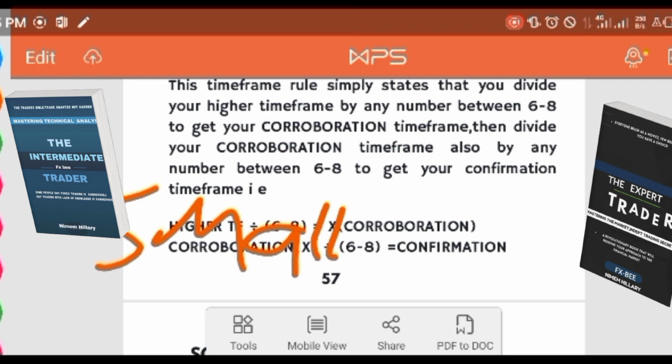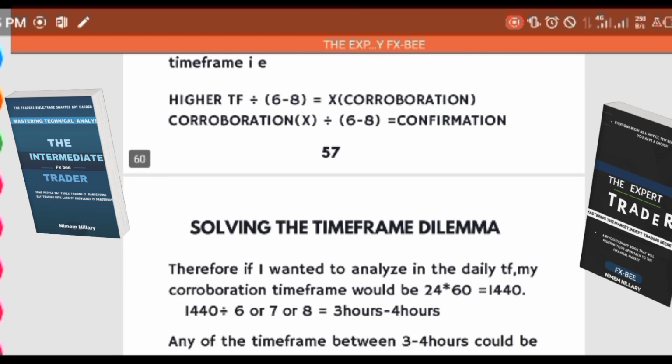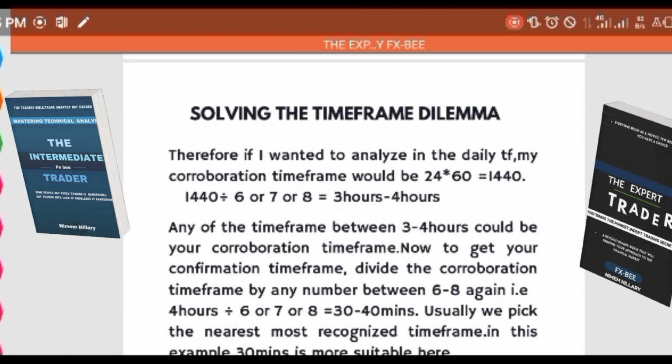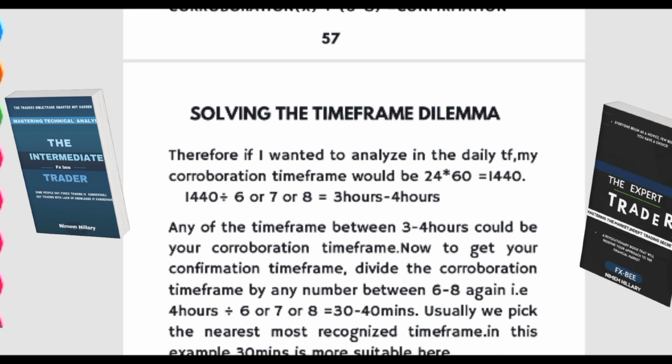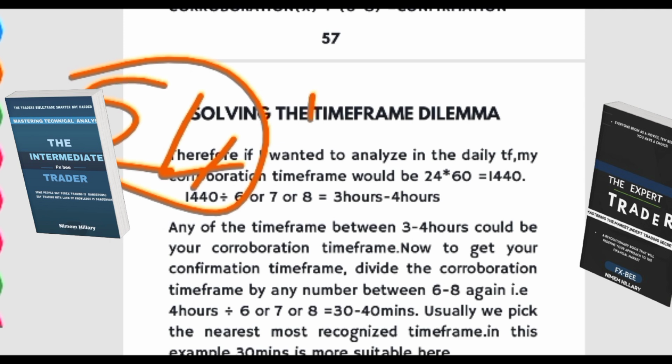Okay, so remember the HCC: the higher time frame, the corroboration time frame, and the confirmation time frame. So if I wanted to analyze in the daily time frame, my corroboration time frame would be what? Know that a day has 24 hours. So if we convert 24 hours to minutes, it's going to be 24 times 60. Okay, and that's going to give us 1440 minutes. So we divide it by 6, 7, or 8. Any number between these two, you can choose any one you want. 7, 8. Okay, and if we do that, it's going to give us what?